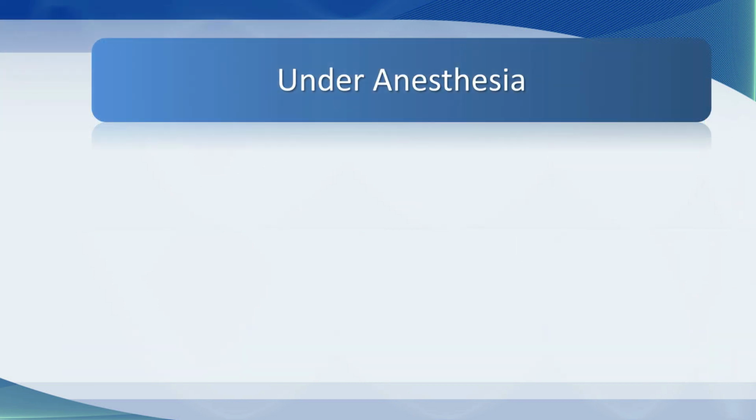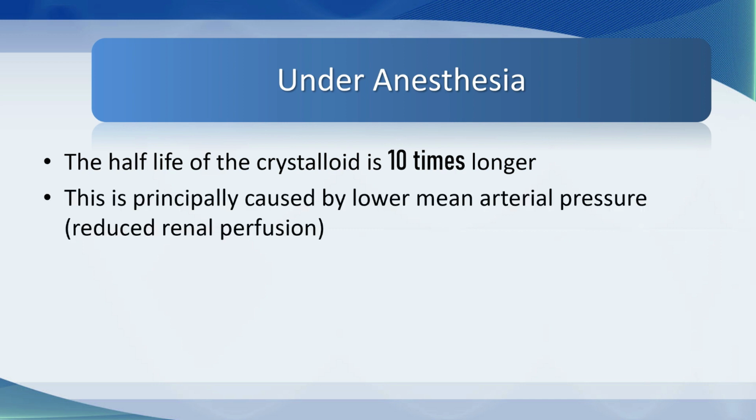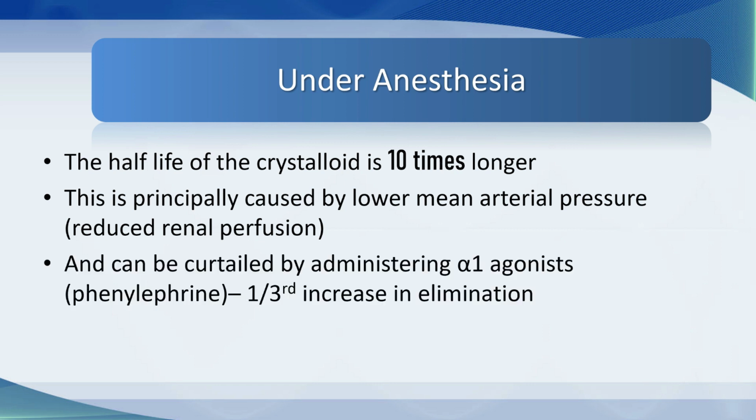Under anesthesia, the half-life of crystalloid is 10 times longer. This is principally caused by a lower mean arterial pressure and reduced renal perfusion, and it can be curtailed by administering alpha-1 adrenoceptor agonists such as phenylephrine, which will increase the rate of elimination by about 30%.